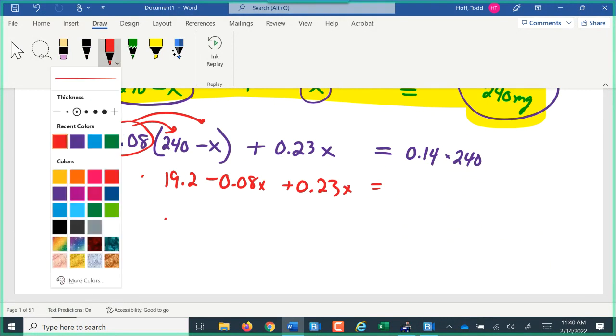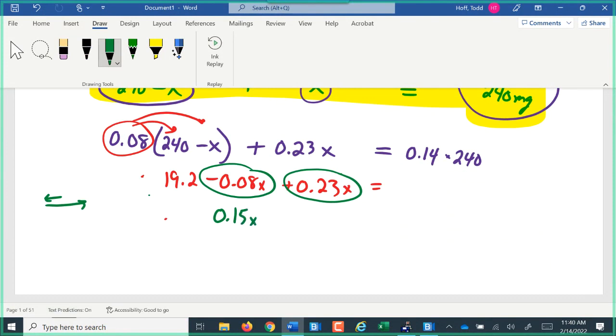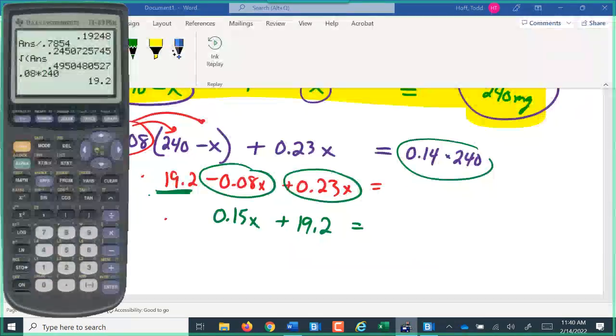Now there's still more I can combine here, so let's do that first before we move on. I have negative 0.08x and a positive 0.23x. Negative 0.08, positive 0.23 gives me a positive 0.15x. I still have that positive 19.2. On the other side, on the right side, I just have to combine those: 0.14 times 240.